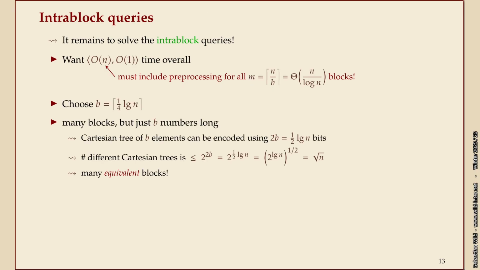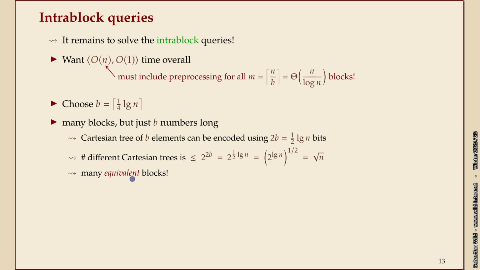We'll have to be a little more restrictive with the block size than previously. Before I just said big O of log n is sufficient. Now I need to fix the constant. If I put it, for example, at a quarter, then 2 to the 2b, the number of Cartesian trees, or the upper bound, is just square root n. So I've picked my blocks with this b so small that there's only square root n different ways how all the possible range min queries inside this block can look like, because there's only so many such binary trees.